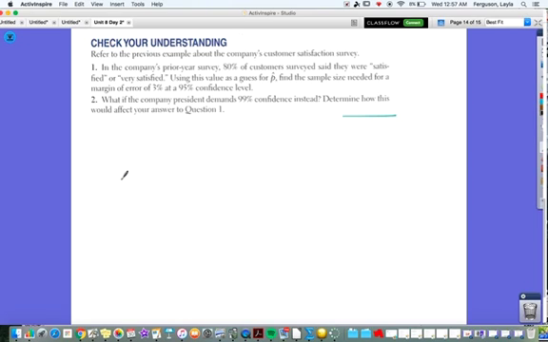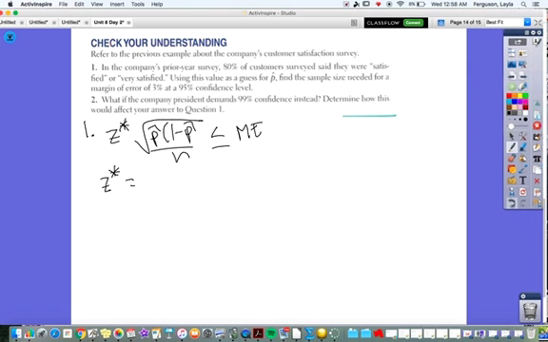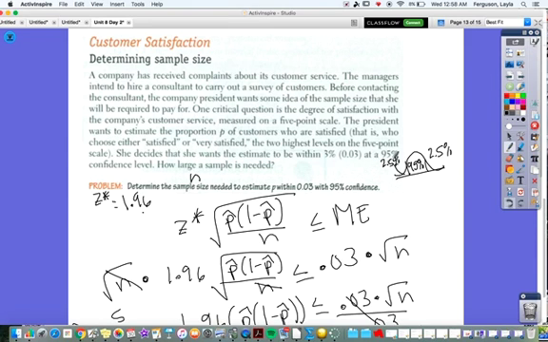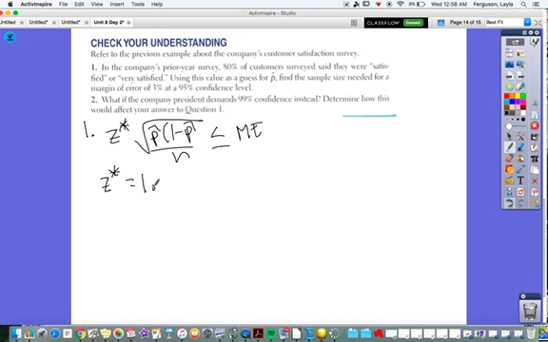All right, so what we would need to do for this is use our formula that we just talked about. So our z star times the square root of p hat times 1 minus p hat all over n, and it all has to be less than or equal to our margin of error. Our z star has to do with our confidence level, which is 95%. And if you look back, we also had a 95% confidence level here, which gave us a z star of 1.96.